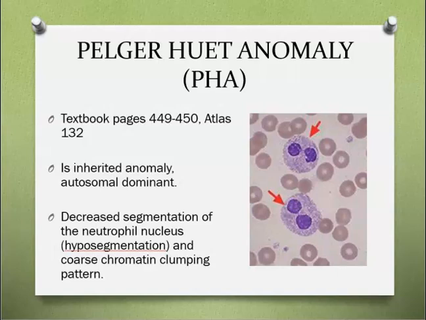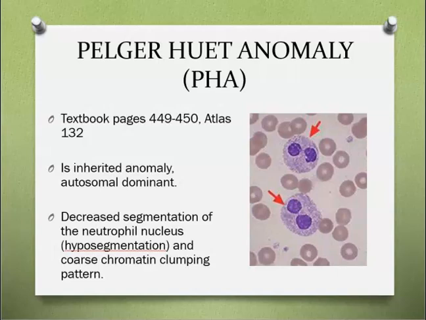So this is a white blood cell inherited disease, and you can see some more images in your atlas on page 449 and 450. But this is an inherited anomaly that's autosomal dominant. So what does that mean? It means it's found on a non-sex chromosome. So you're not going to find the genetic information for this anomaly on the X or Y chromosome.